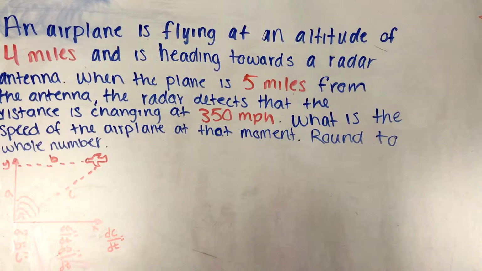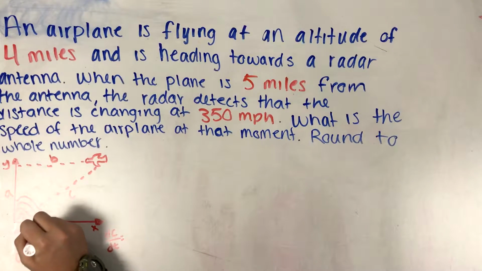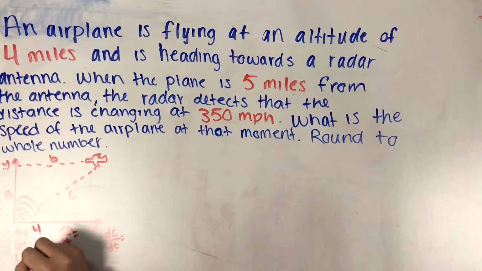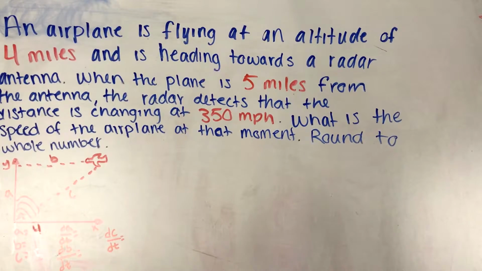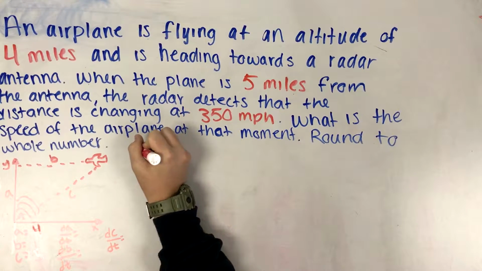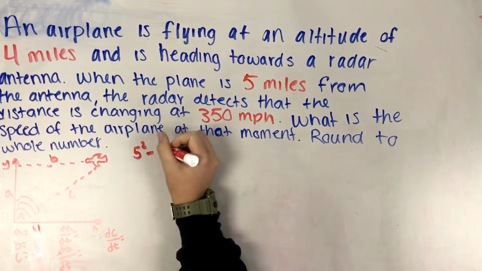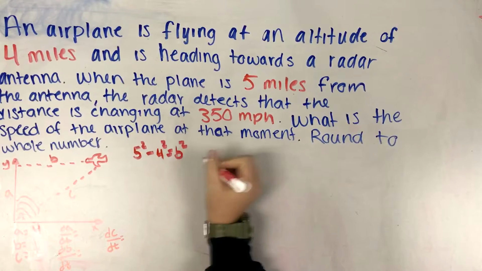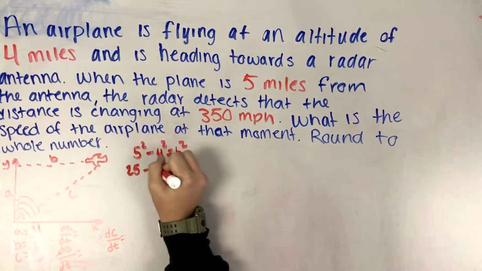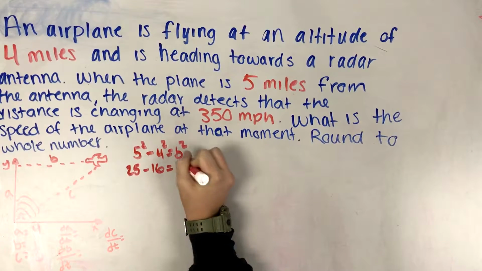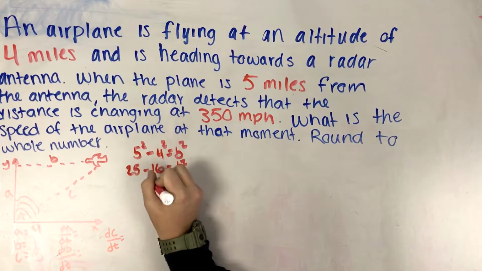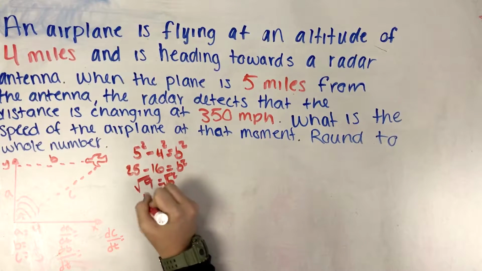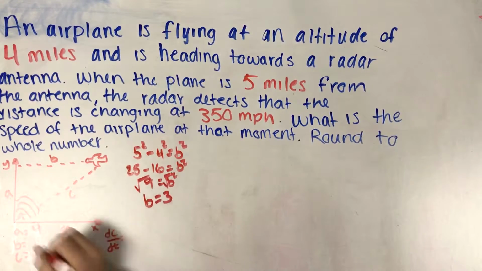The first thing that we want to do is plug in the given values. So a is 4, b is unknown right now, c is 5. To find b, we'll use the Pythagorean theorem. So c squared, which is 5 squared, minus a squared, so 4 squared, equals b squared. So 25 minus 16 equals b squared. So 25 minus 16 is 9 equals b squared. Take the square root of both, so b equals 3.